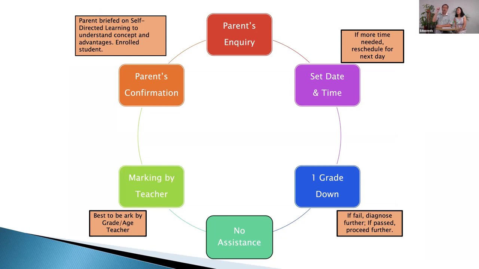If it is grade 5, he's 11 years old, he's in grade 5. He comes in, the parents inquire, then that child will be placed 1 level down. He will start the diagnostic test at grade 4. Okay? But if he failed, diagnose further by placing him an extra grade down. It means he started at 4, he failed, then you may have to place him down 1 more, meaning grade 3.